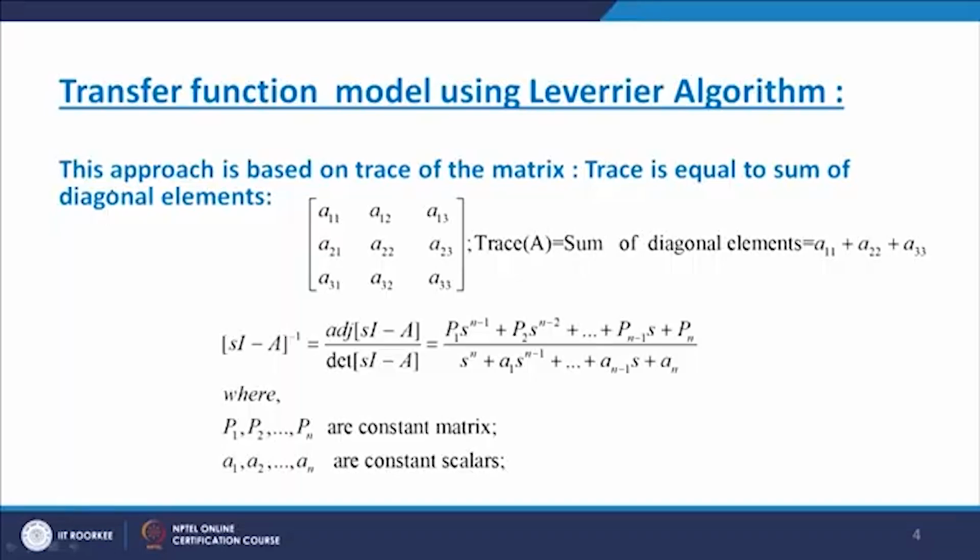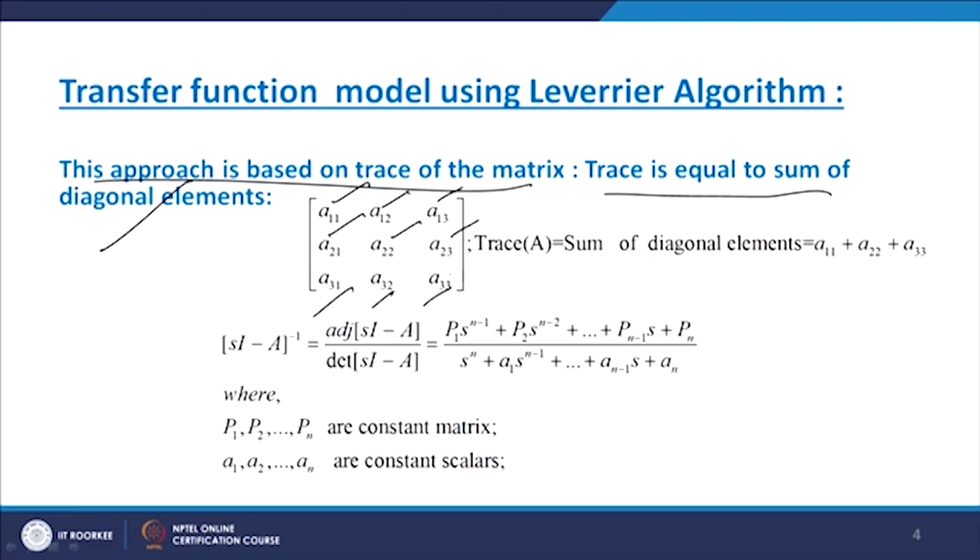Now, we will see the procedure of how to get the transfer function by means of the Leverrier algorithm. Now, this approach is based on the trace of the matrix. Trace is equal to the sum of diagonal elements. So, here A11, A12, A13 first row, A21, A22, A23 second row, A31, A32, A33 third row. So, this is a given matrix, this is matrix A. Now, the trace is the sum of diagonal elements, that is A11, A22, A33.